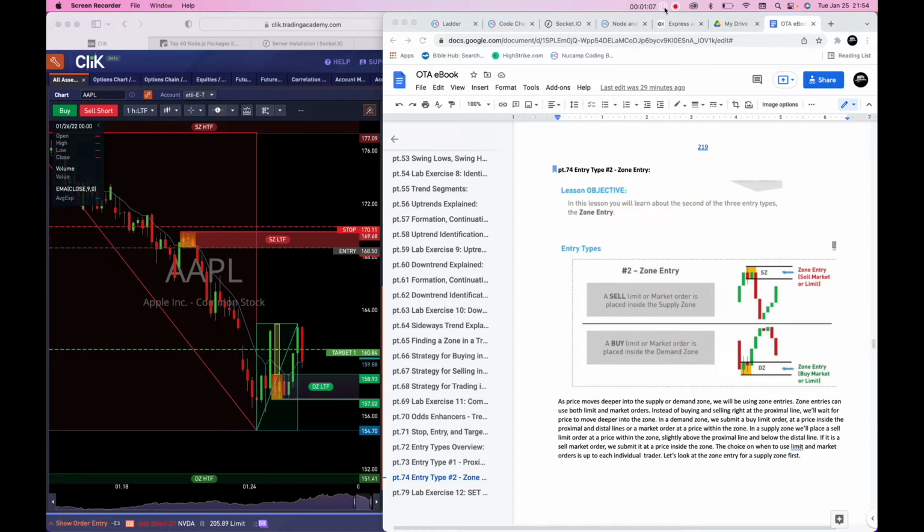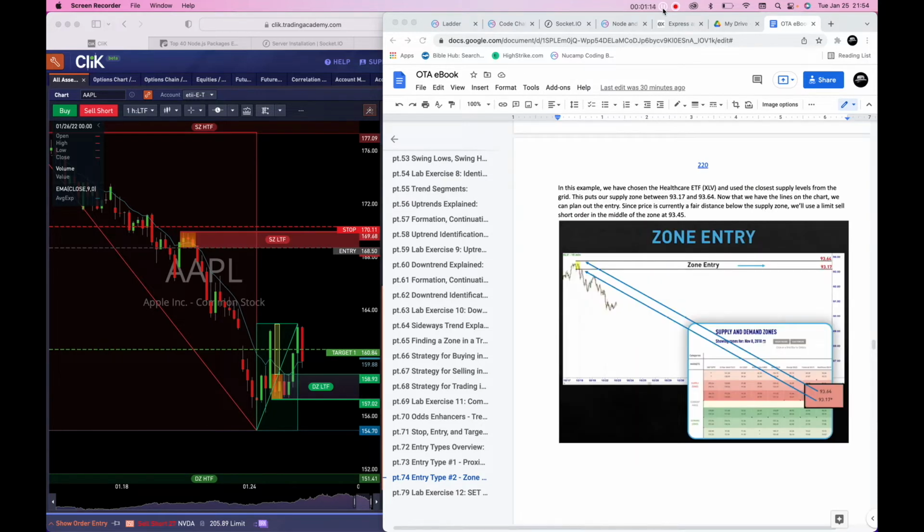Let's look at the zone entry for a supply zone first. In this example, we have chosen the healthcare ETF XLV and used the closest supply levels from the grid. This puts our supply zone between $93.17 and $93.64. Now that we have the lines on the chart, we can plan out the entry.